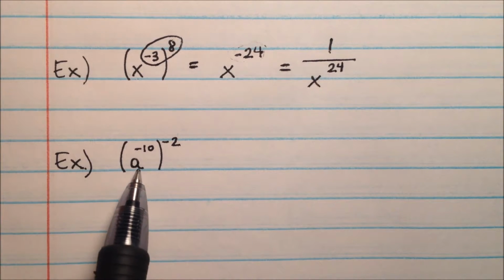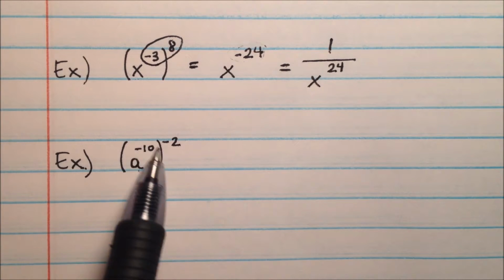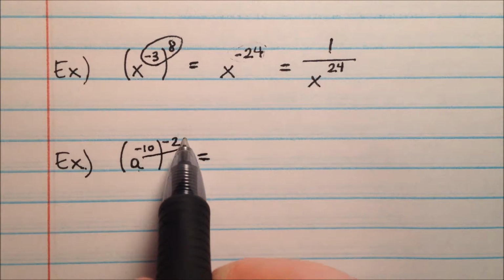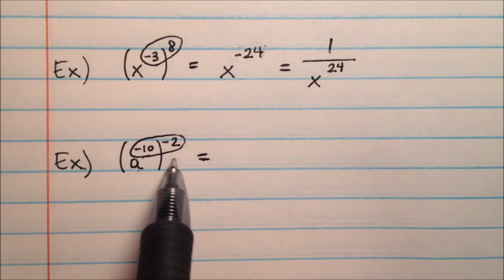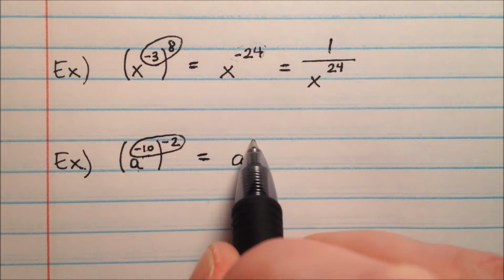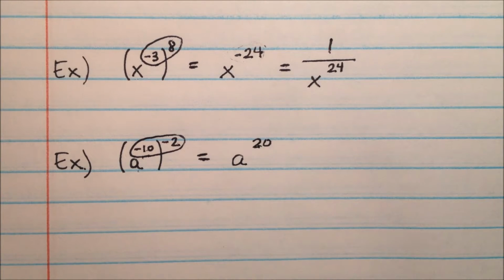The next one is a to the power of negative 10, and that whole thing is raised to the power of negative 2. Again, we see there are lots of negative exponents up here, but we're still just going to multiply, and negative 10 times negative 2 is going to make a to the power of positive 20, and that's our final answer for that one.